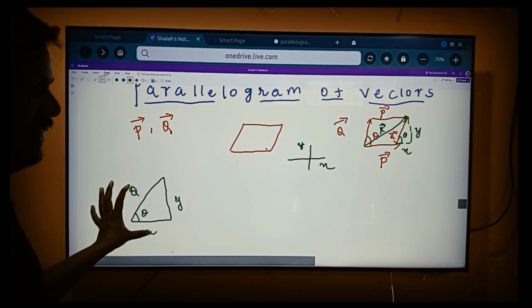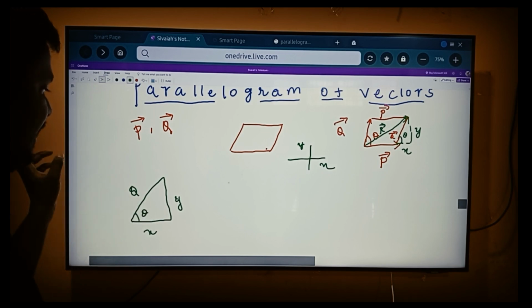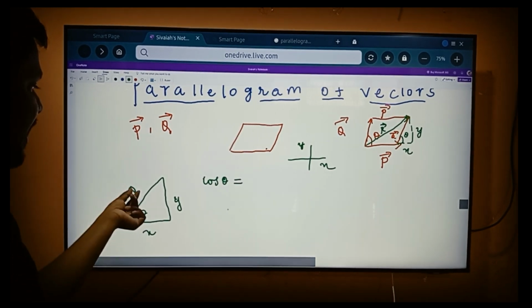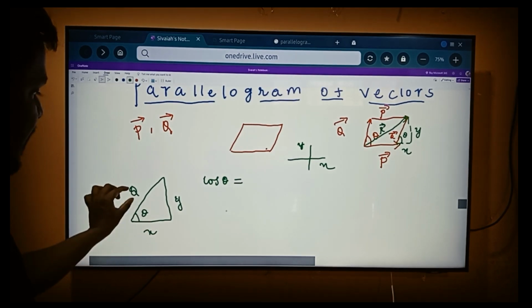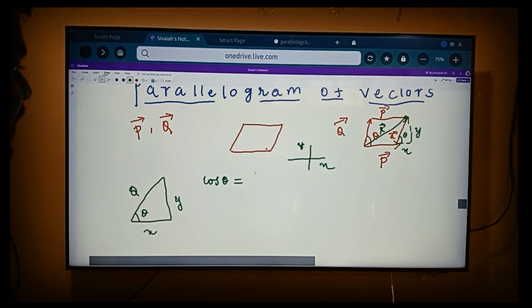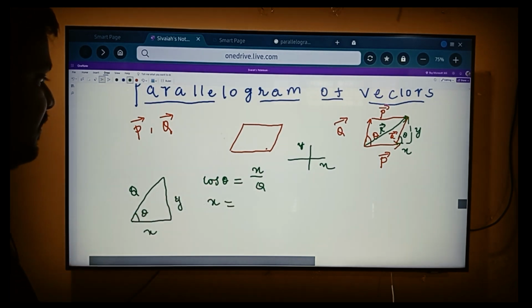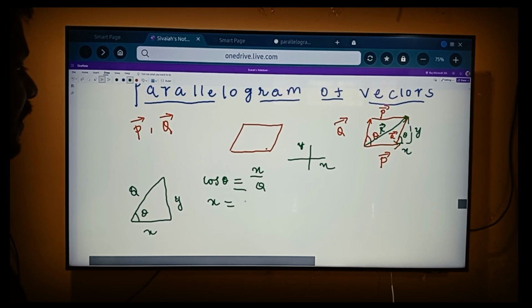From this triangle, shall I take cos theta? What is the cos theta value? Cos theta equal to adjacent side by hypotenuse. Adjacent side is x, hypotenuse is q. So x by q. Then what is the x value? x equal to, you can cross multiply, q into cos theta. So x is q cos theta.